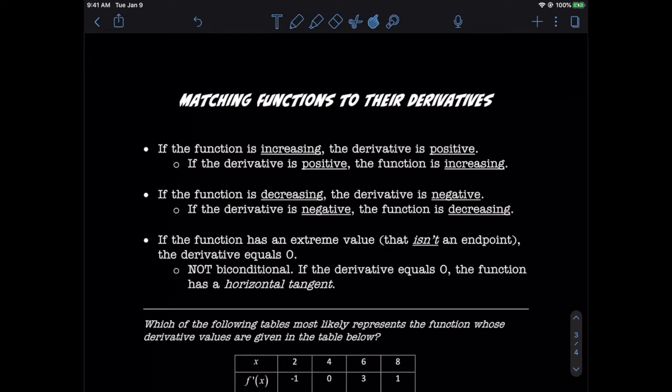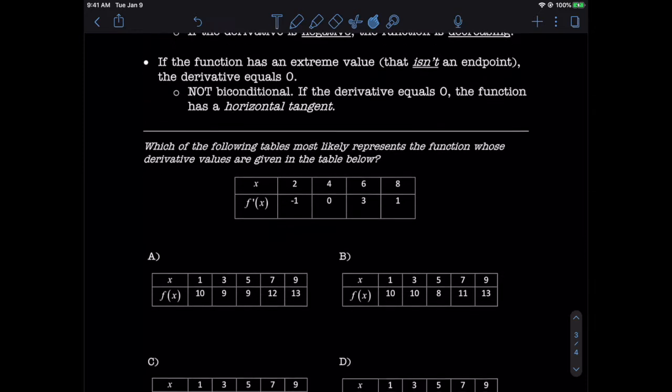On the graphical side of things, if the function has an extreme value, a max or min that is not an endpoint, then it must be that the derivative is equal to 0 at that point. This is not going to work both ways, however. If the derivative equals 0, we can only say that the function has a horizontal tangent. This is not so important for us today. We are mostly going to focus on the increasing and positive, decreasing and negative relationship. So let us see how we can do this in an example problem.